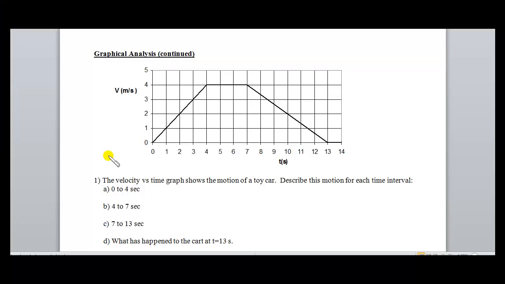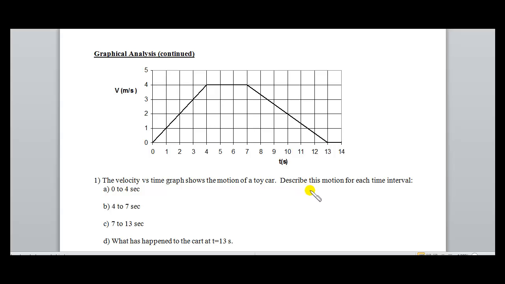Hello and welcome back to Physics Online, in which we're going to continue our graphical analysis. And look at this wild looking graph. It's a velocity in meters per second versus time graph. And what I would like you to do is it basically describes the motion of, we'll say, a toy car.